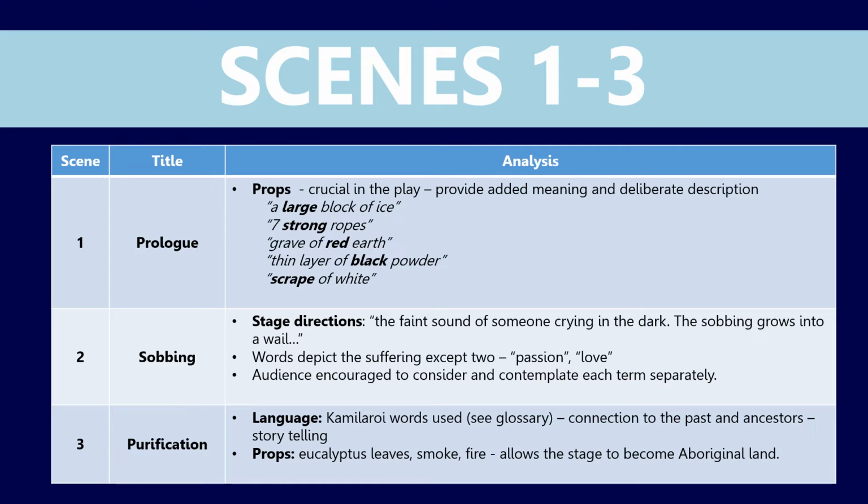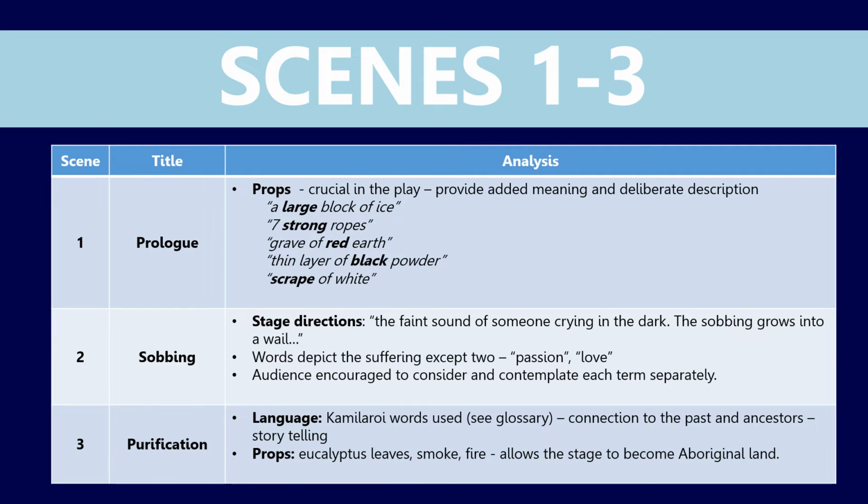They've got a whole heap of meaning. And even if you look at the stage directions that describe these in the prologue, they're quite descriptive. You've got a large block of ice, 7 strong ropes, grave of red earth, thin layer of black powder, and a scrape of white. So the block of ice, which is in every scene, again, it's meant to represent the frozen tears almost of First Nations people, given the grief, the suffering, the trauma that they've experienced. I think the fact that it's a large block of ice suggests how significant the emotional toll has been for First Nations people.